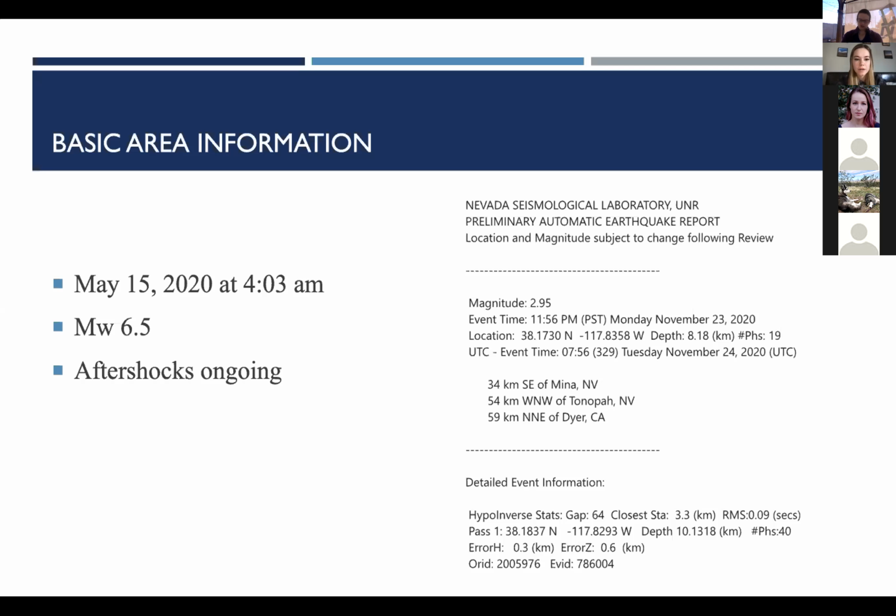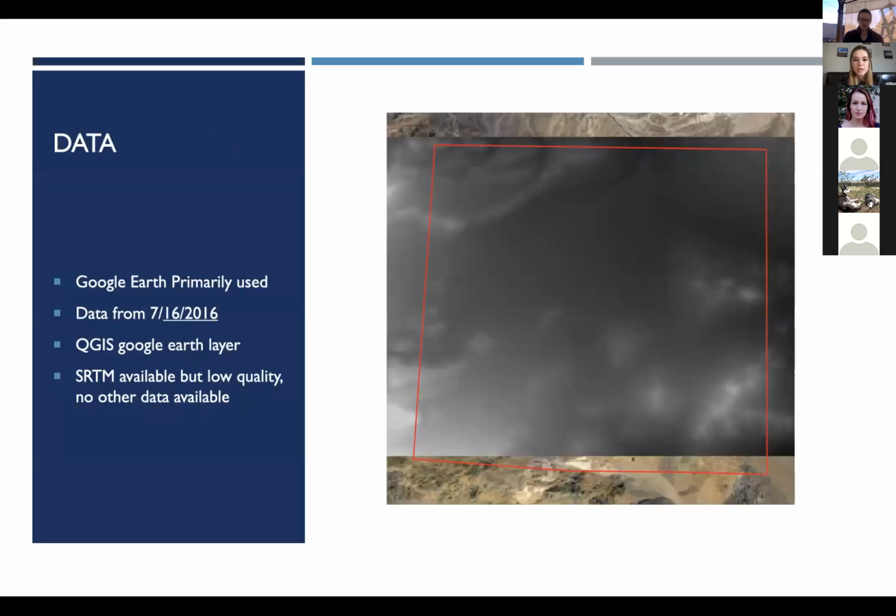So for the data I used, there wasn't much available to work with, so we just used Google Earth and QGIS because it was the same Google Earth imagery as the one you would get on your desktop. This data dates back to July 16th of 2016. And while there are SRTM files available, I included a picture of it. It didn't really help much.